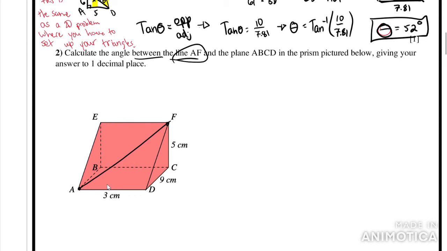So ABCD is this bottom box. So it wants me, if I draw a dotted line, I'm thinking of going from A to C because that's along this bottom box. And it wants this angle here. So the first step I want to do is make my triangle number 1. So it's going through the box somewhat.